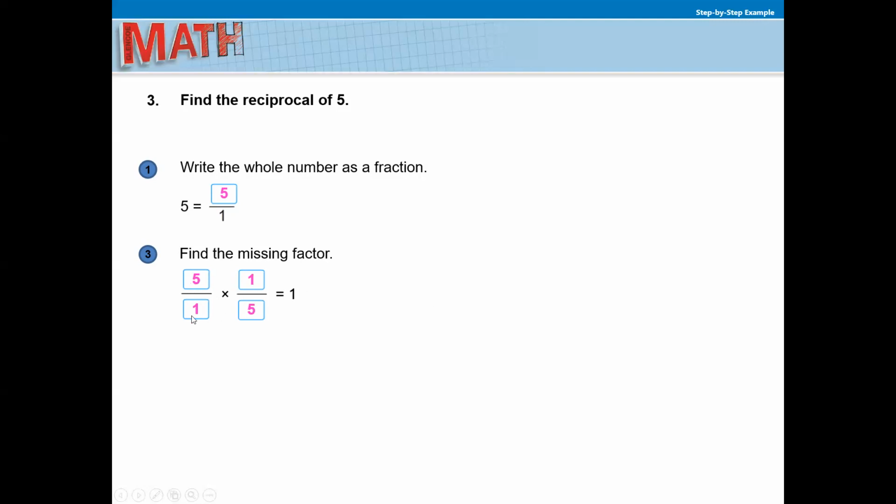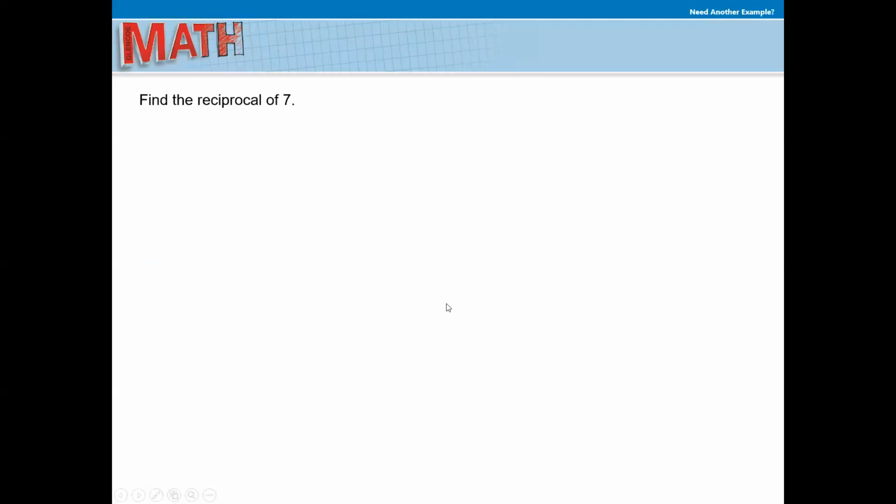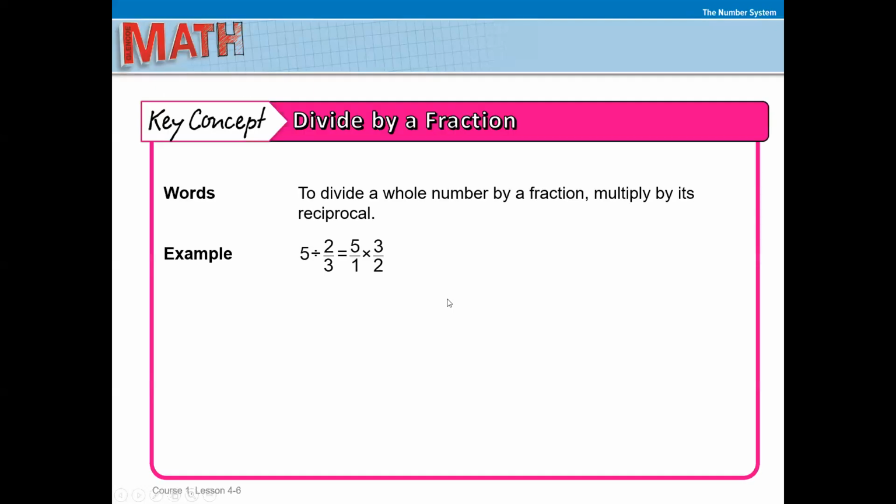5 times 1 is 5. 1 times 5 is 5. 5/5 equals 1. 5 divided by 5 is 1. The reciprocal of 5 is 1/5. Here's another example. Find the reciprocal of 7. Pause, show your work in your notebook, press play when you're ready to go on.